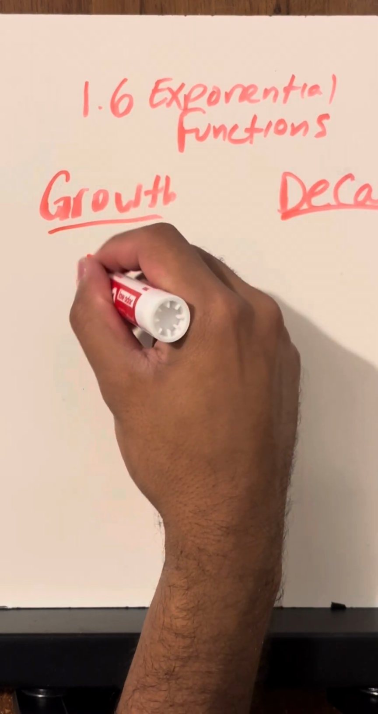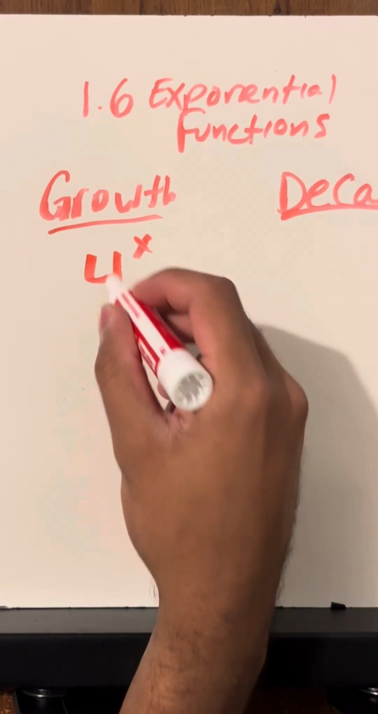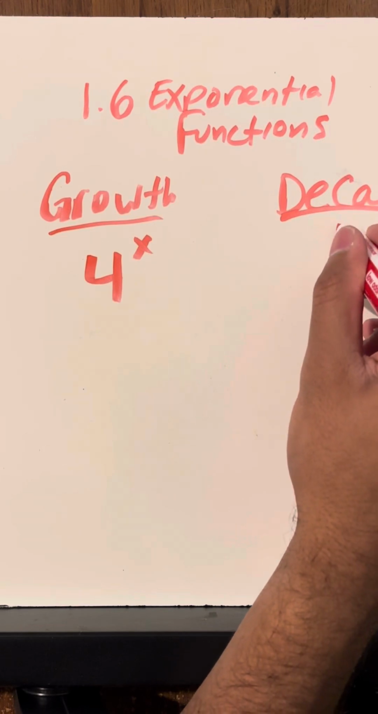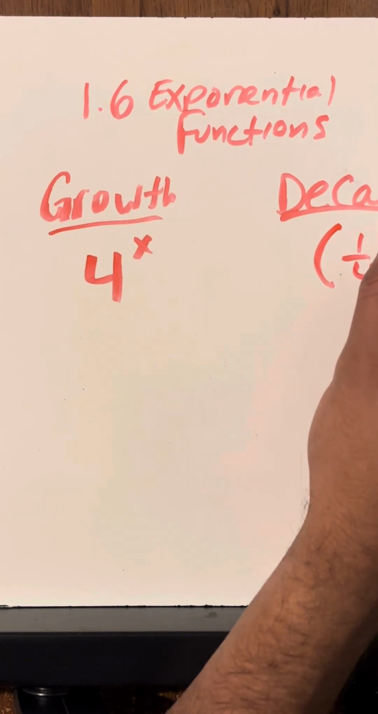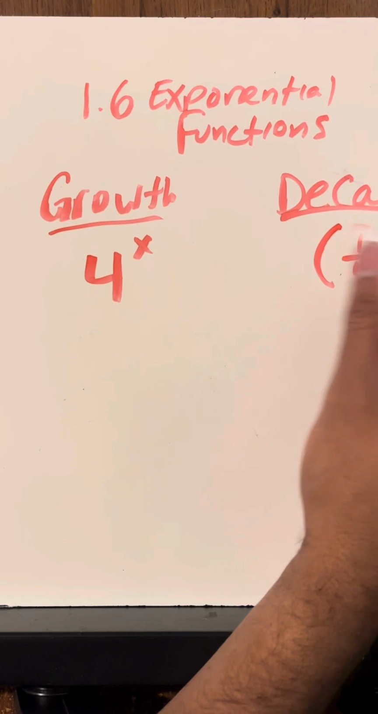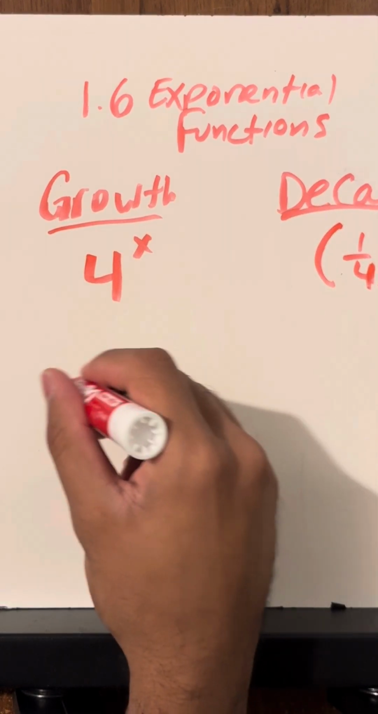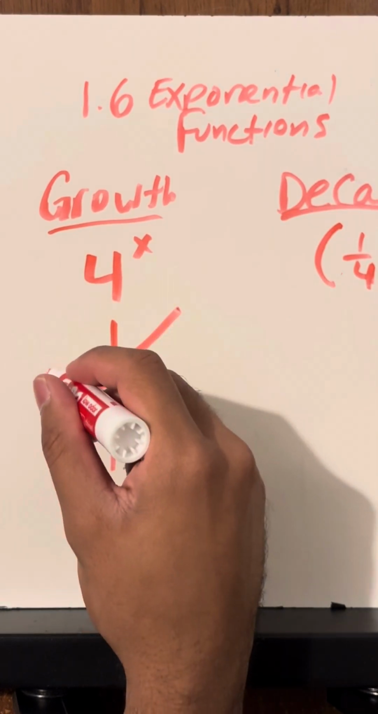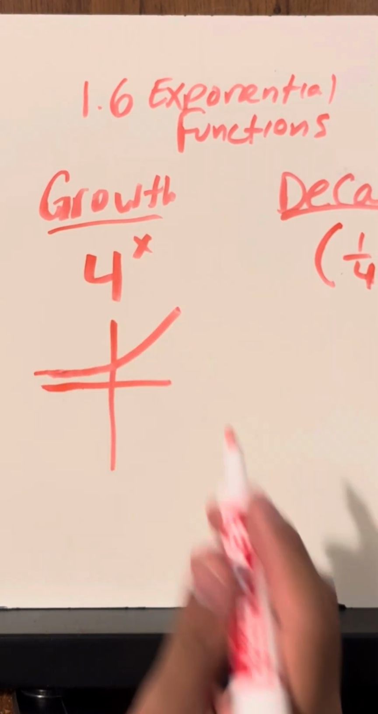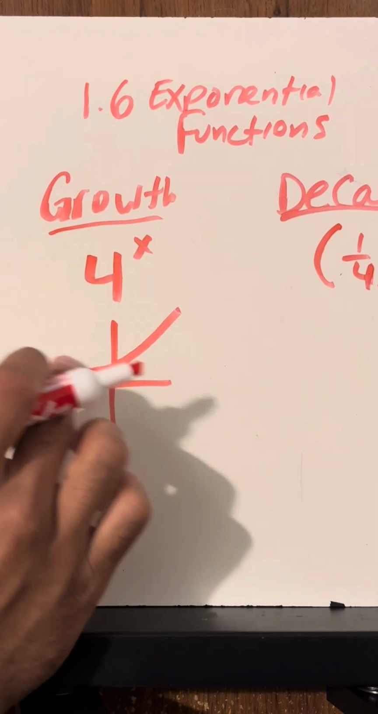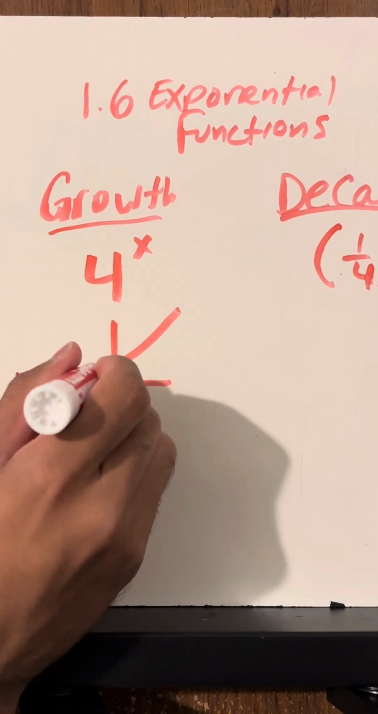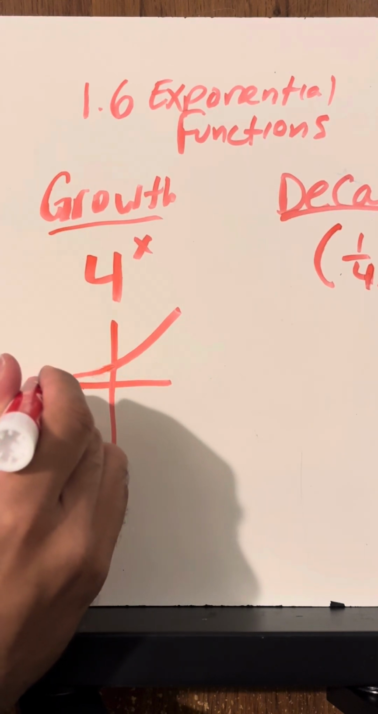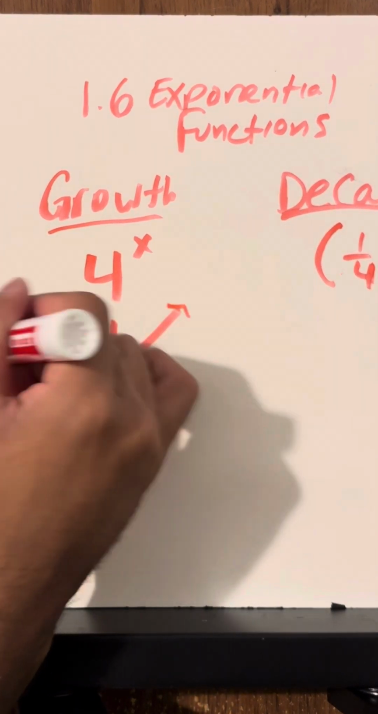A growth function looks like 4 to the x, where this number has to be bigger than 1. A decay function looks like 1 over 4 to the x, where this number is between 0 and 1. A growth graph would look like it grows from left to right, and it never really touches this axis, but it does get really close to it. Right, so it never will touch it, but it will get really close to it. Okay, growing from left to right.